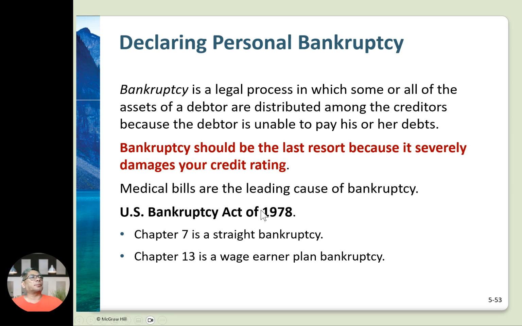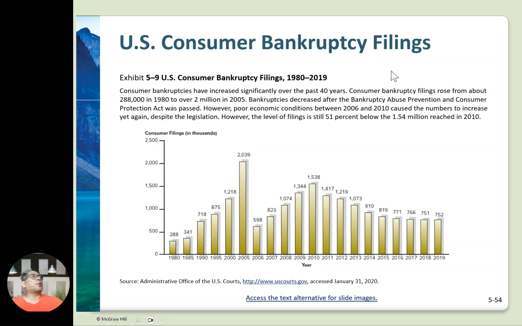U.S. Bankruptcy Act. Chapter 7 is estate bankruptcy. Chapter 13 is for wage earner plan bankruptcies. This is consumer bankruptcy filing. It shows you an idea of how many there are. In 2019 it is 752,000, in thousands.